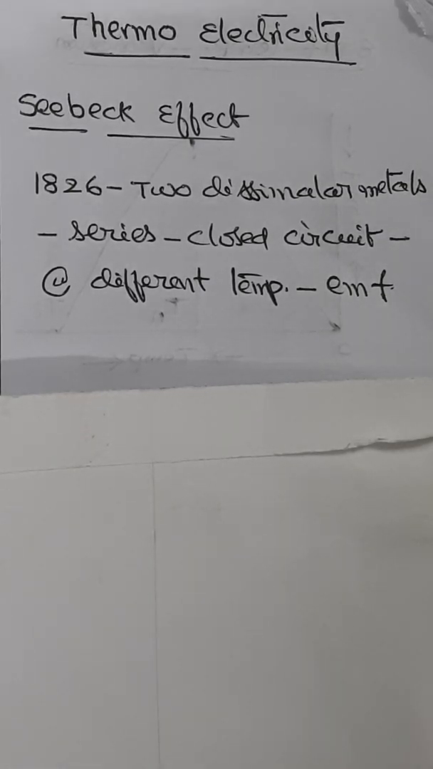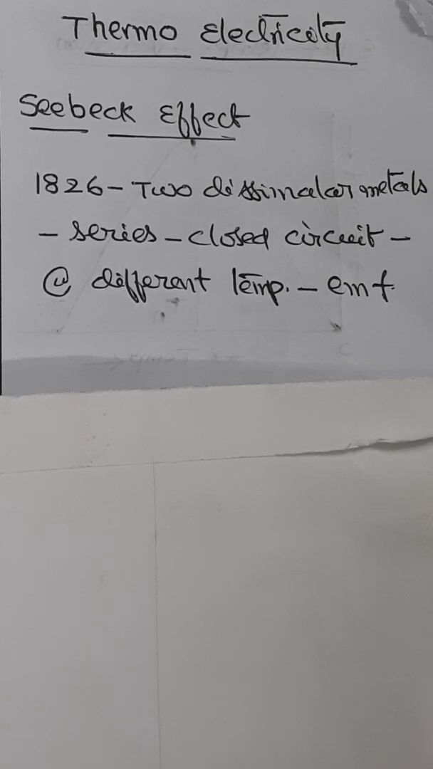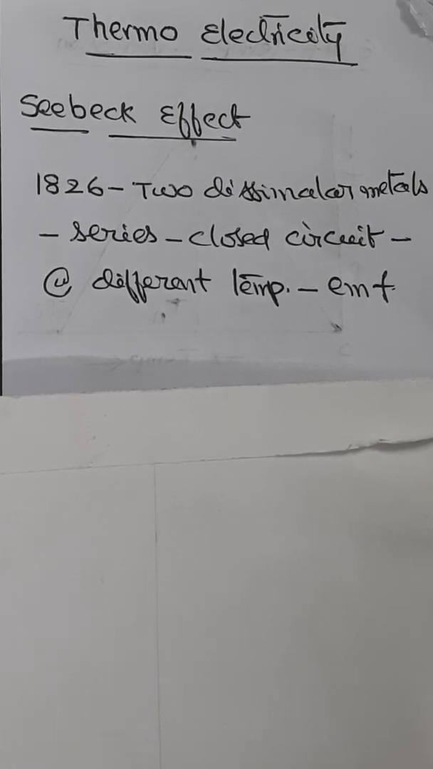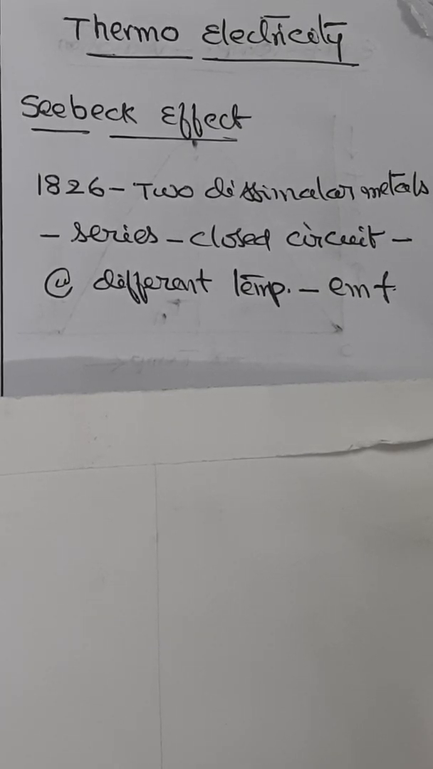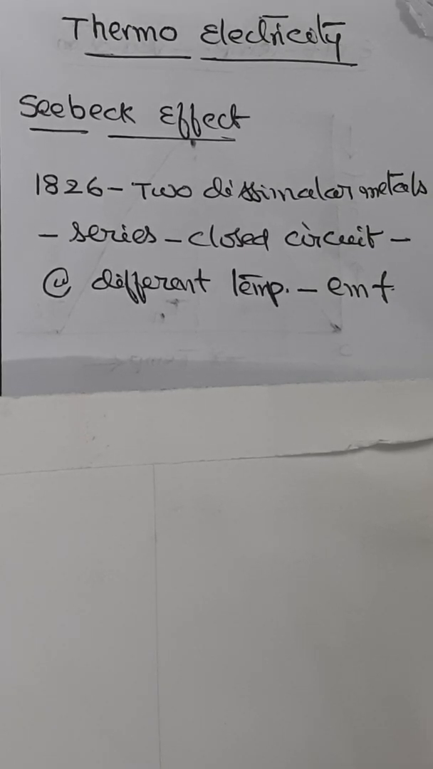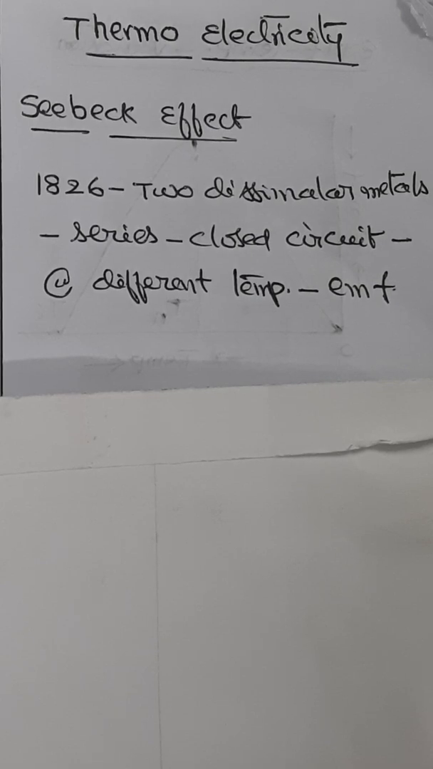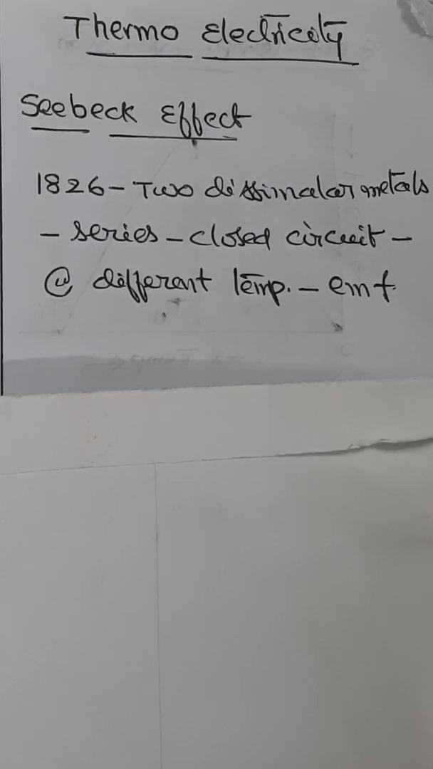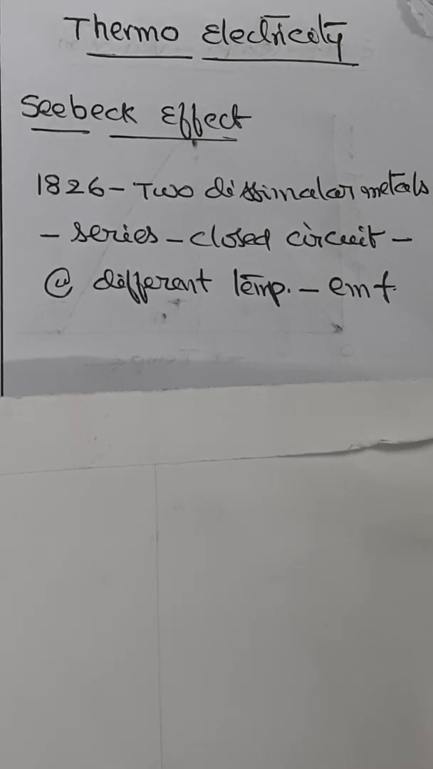In the year 1826, another scientist, Seebeck, discovered that if two dissimilar metals are joined in series to form a closed circuit and their two junctions are maintained at different temperatures, automatically a potential difference is developed.